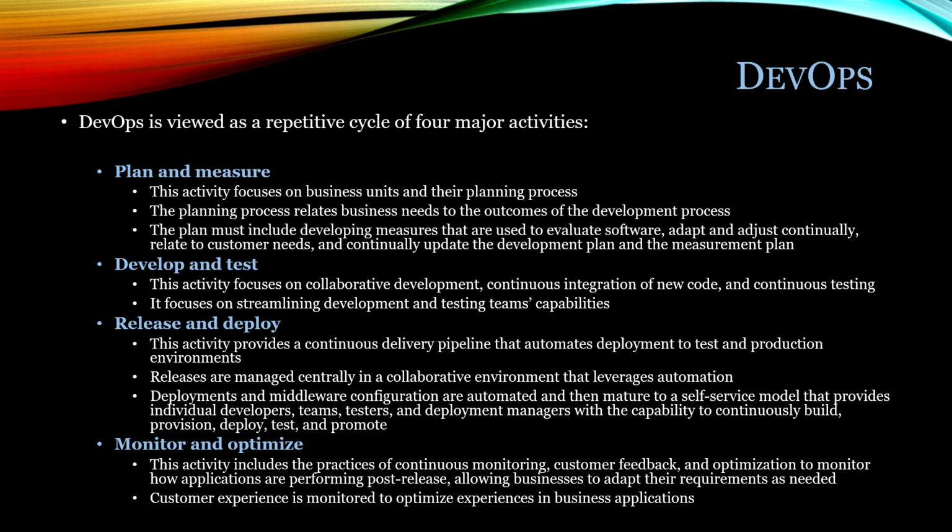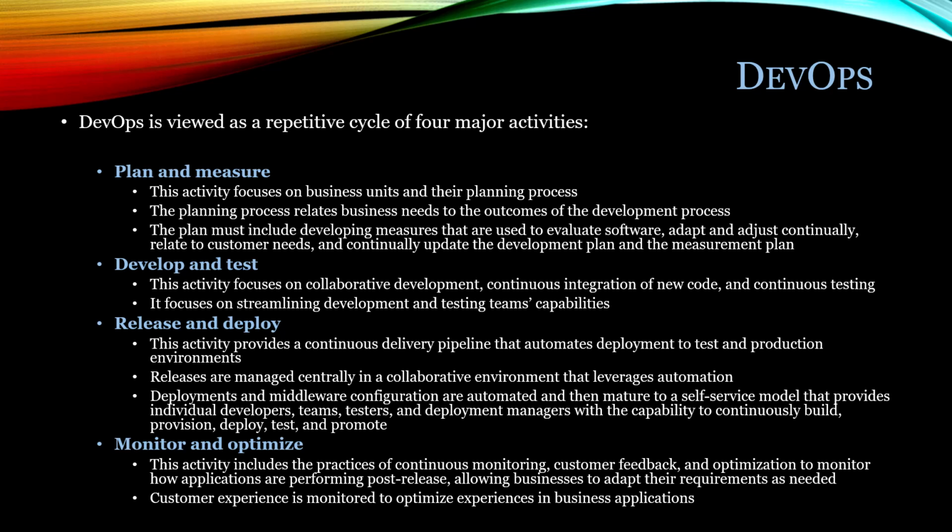Release and deploy. Basically, these activities provide a continual delivery pipeline that automates deployment to the test and production environments. Releases are also going to be managed centrally. Basically, you keep updating, fixing, releasing, deploying, and you turn through the process fairly quickly, and you monitor and optimize. As you monitor and optimize, you're verifying user experience and monitoring the code to ensure that everything is functioning correctly.